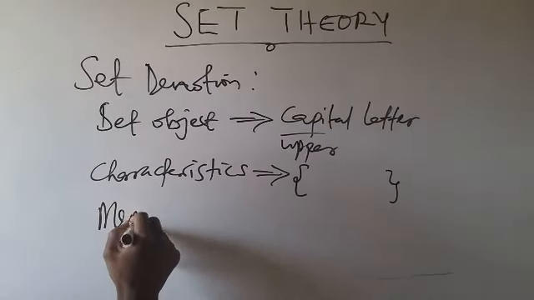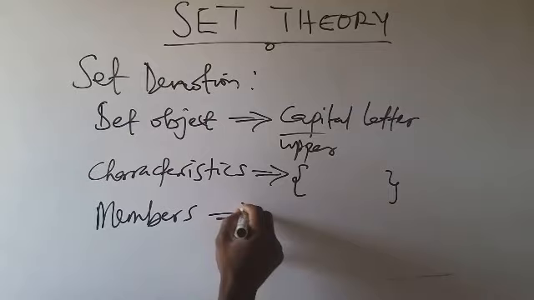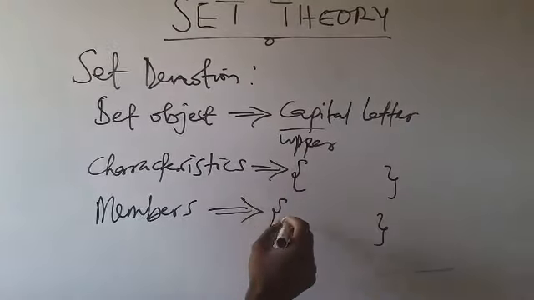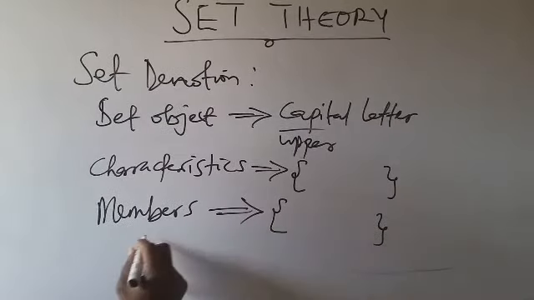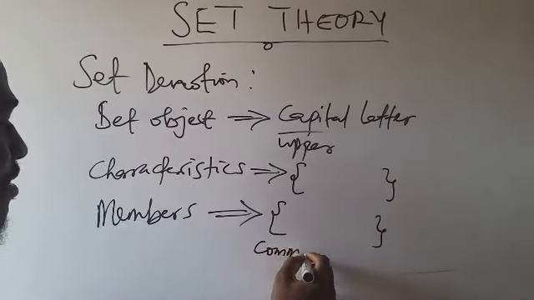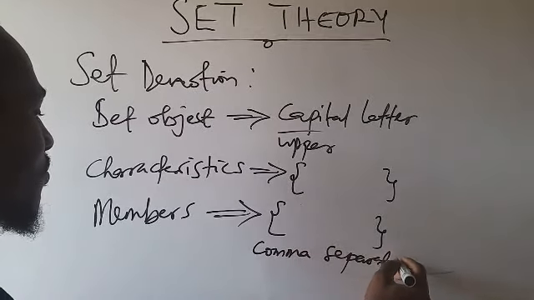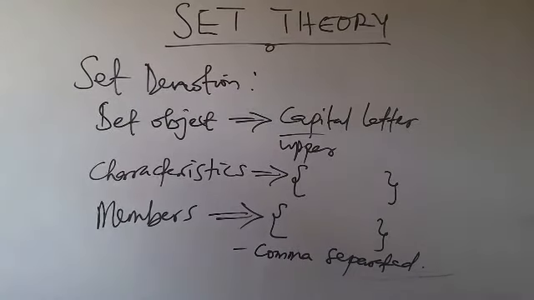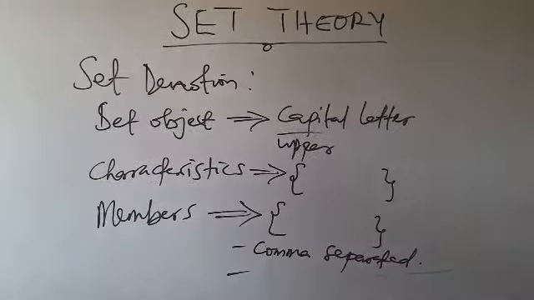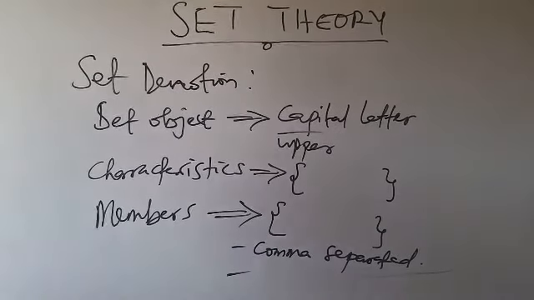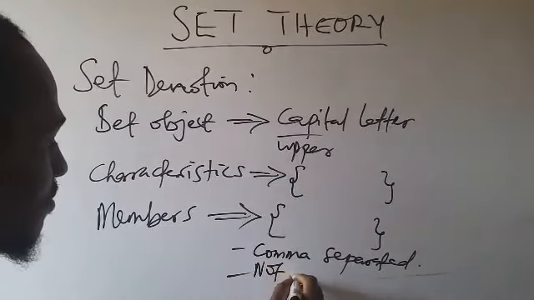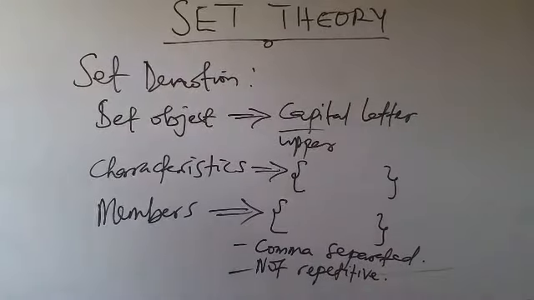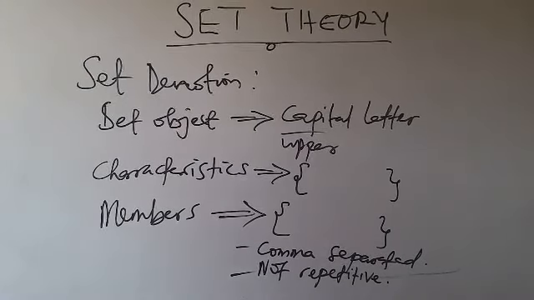Then we have the set members. Members of a set are usually listed within the characteristics. So between the opening and the closing brace, you list the members of the set, and they are usually comma separated, which means you separate them with a comma. Another characteristic of members of the set is they are not repetitive, which implies that you can't have the same member listed twice.